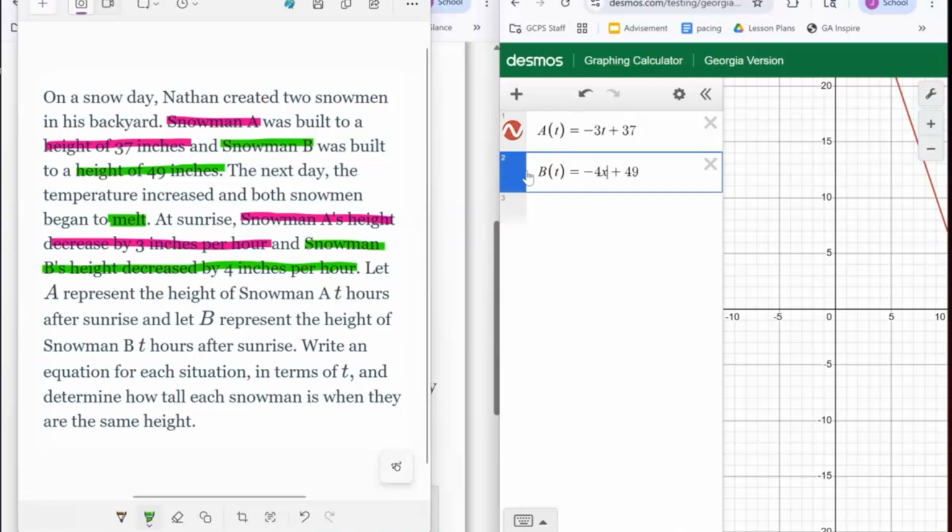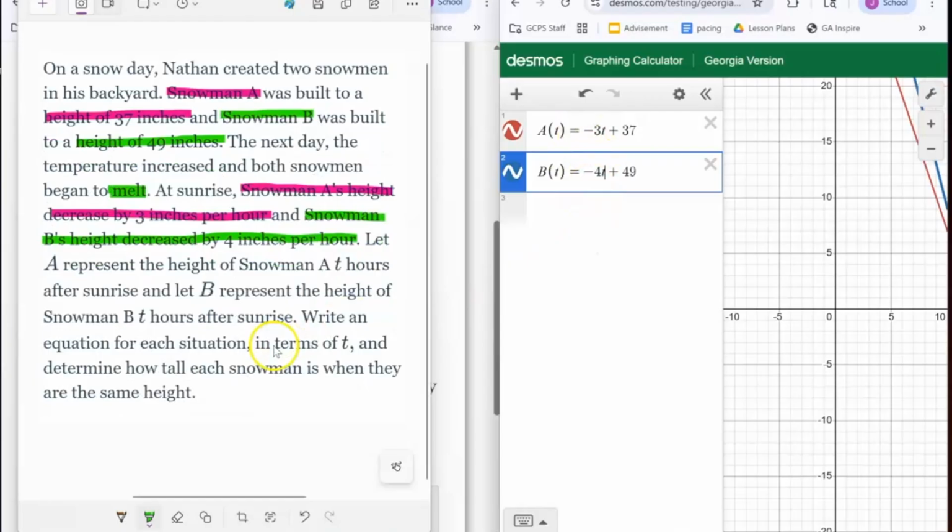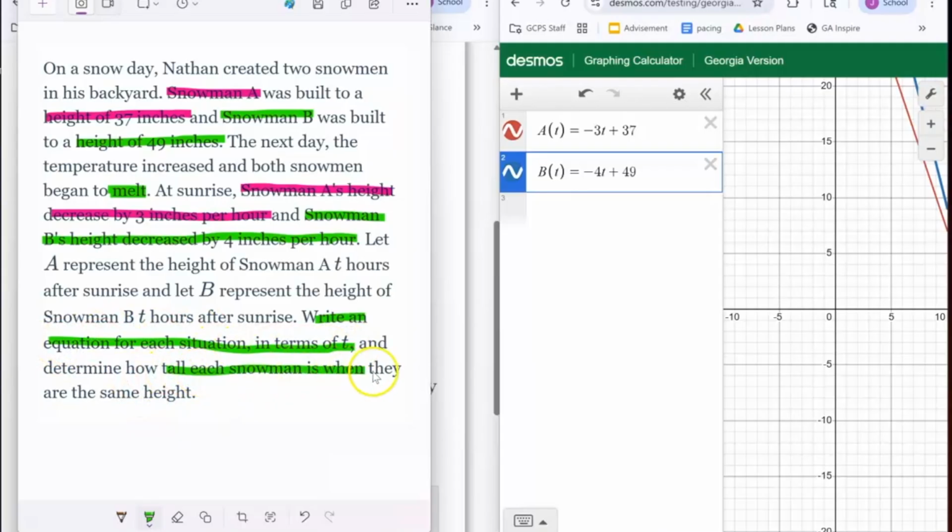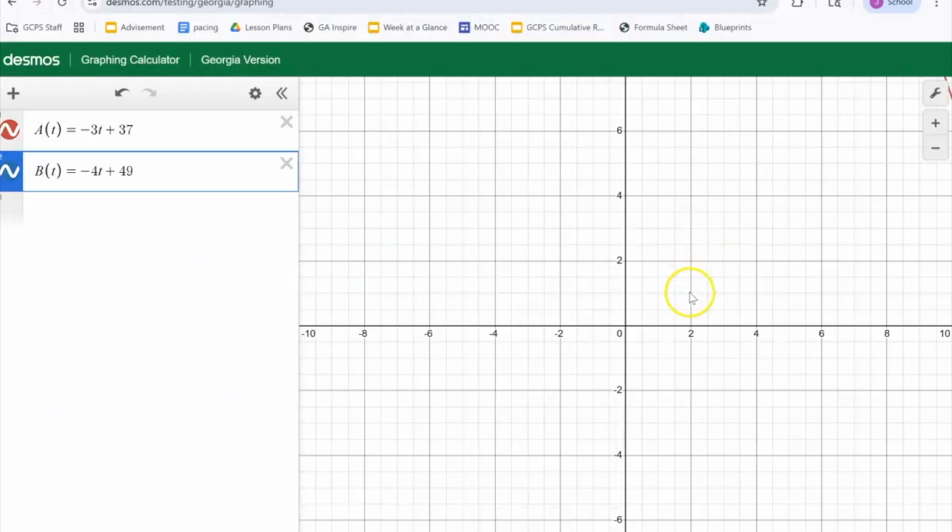And again, you're not going to put x because it's not mx plus b, but it is a function of t. All right, so those are my 2 functions. There are 2 things that I need to do. I need to write my functions, so I've done that. And then determine how tall each snowman is when they're the same height. Okay, so these are going to be the same height at some point.